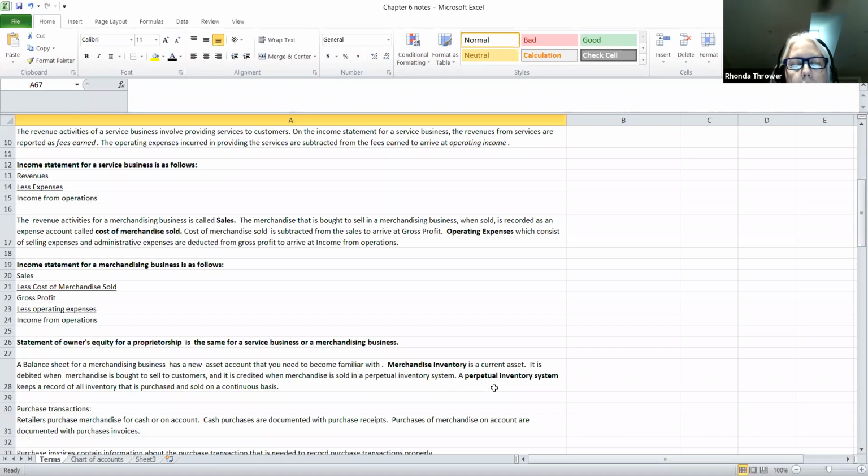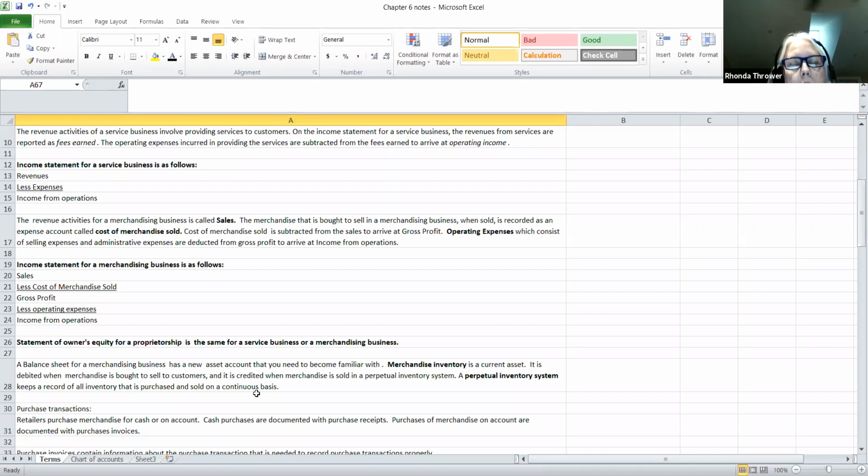What a perpetual inventory system is, it's a type of inventory system where we keep a record of all the inventory that we purchased during a time period and all the inventory that we sold during a time period. So we know how much inventory we have on hand all throughout the time period. So a perpetual inventory system keeps a record of the merchandise that you buy and you sell on a continuous basis. At all times, we know how much inventory that we have.